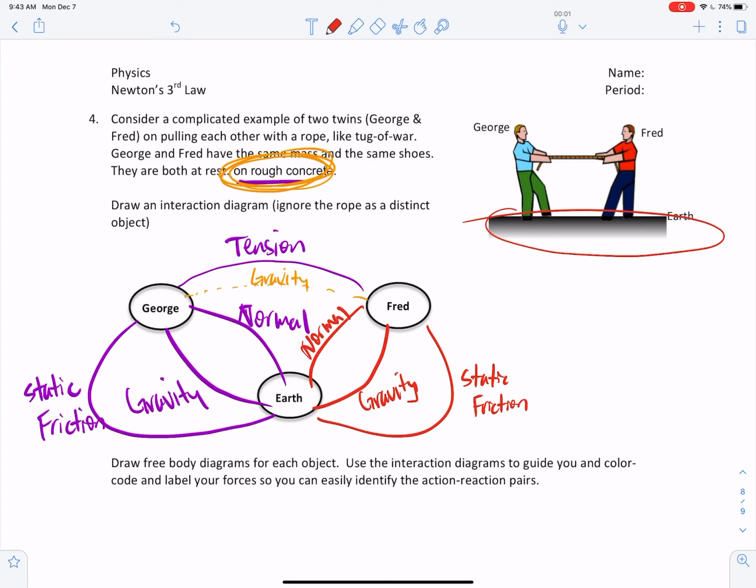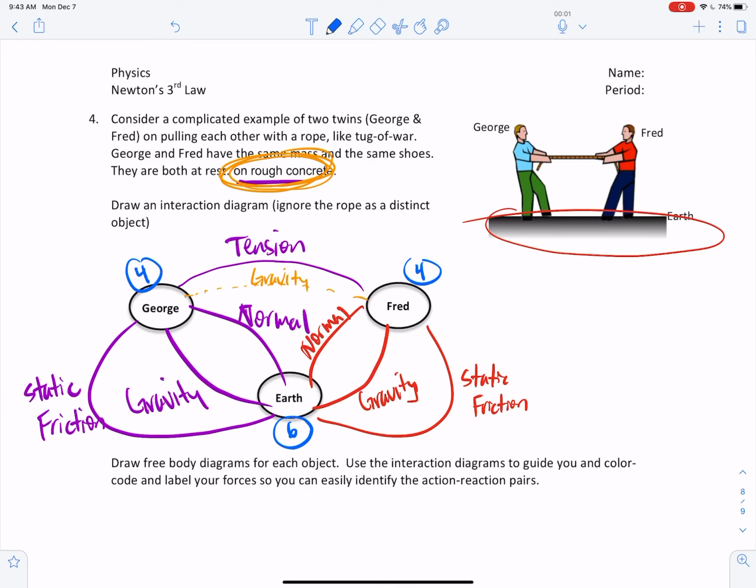All right, as normal, it's very helpful to count the number of lines coming out. So George has 4 lines coming out, and George has 4 forces acting on him. Fred has 4 lines coming out. Fred is going to have 4 forces acting on him. The earth has 6 lines coming out, and will have 6 forces acting on it.